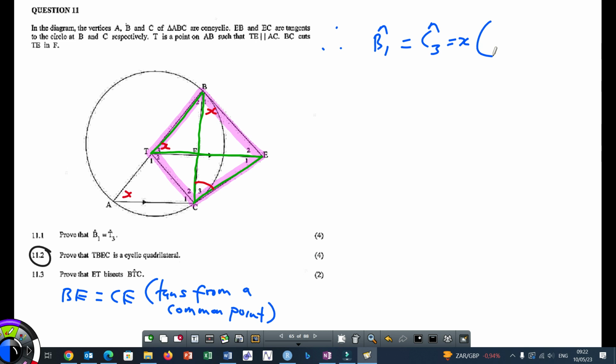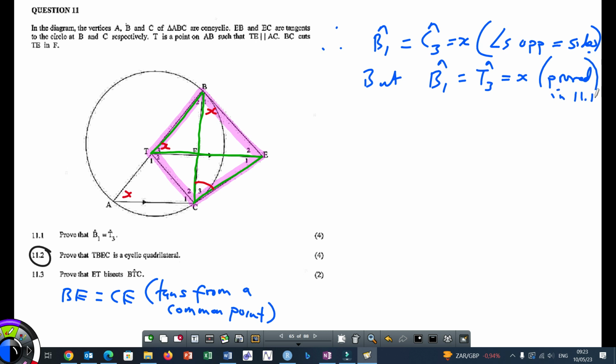Can you pay attention? I'm proving that the angles are equal based on two sides that are equal, that are opposite angles. So my reason here will be angles opposite equal sides. Okay? So from here I'm almost spoiled for choice. We already know that B1 is equal to T3, and they are both equal to X. Now this has been proved already. So proved in what? 11.1.